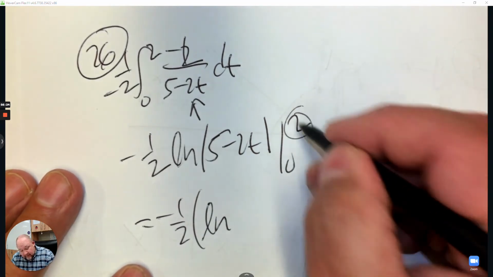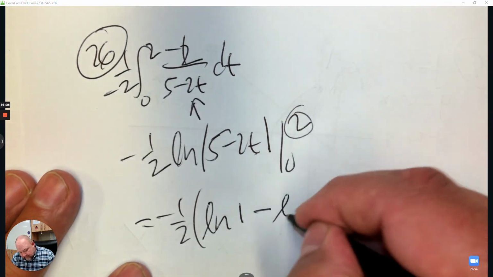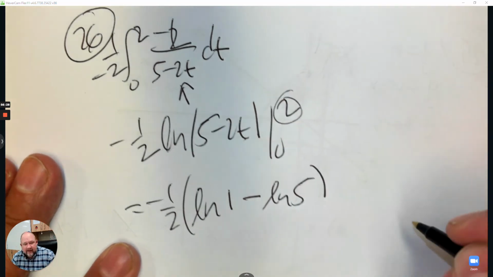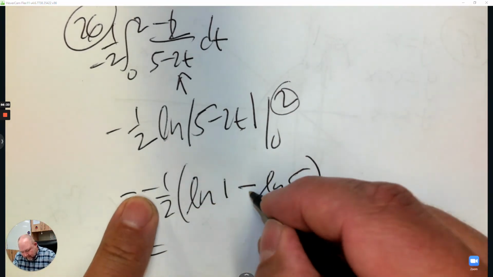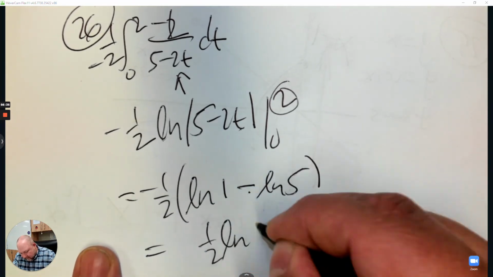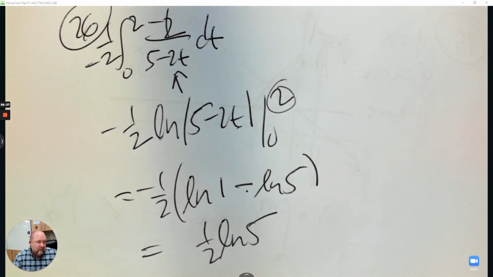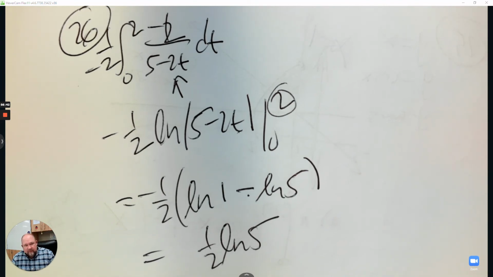So if I plug in 2, I get ln 1. If I plug in 0, I get ln 5. Ln 1 is 0. So the answer is a negative times a negative, positive 1/2 ln 5, or ln of the square root of 5, if you want to be fancy. That's 26.